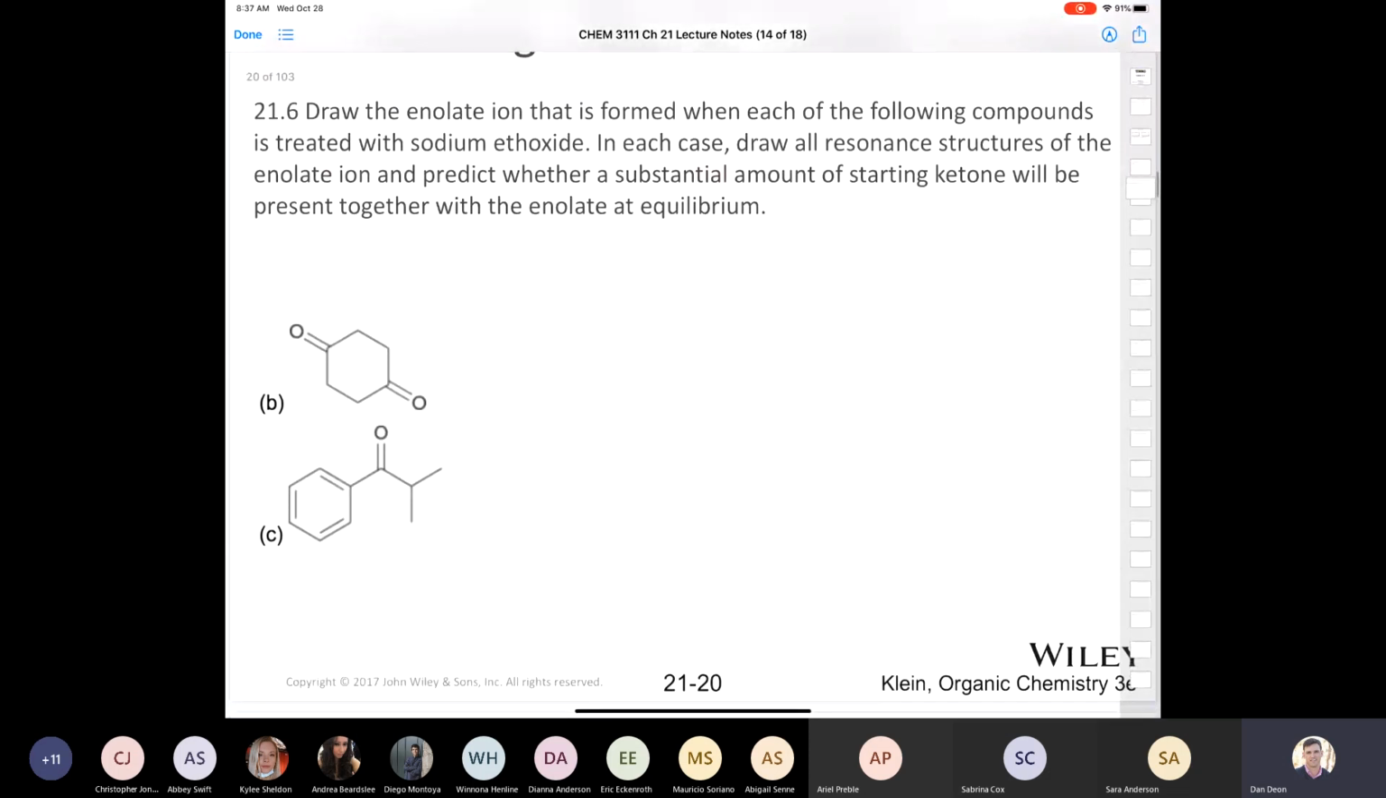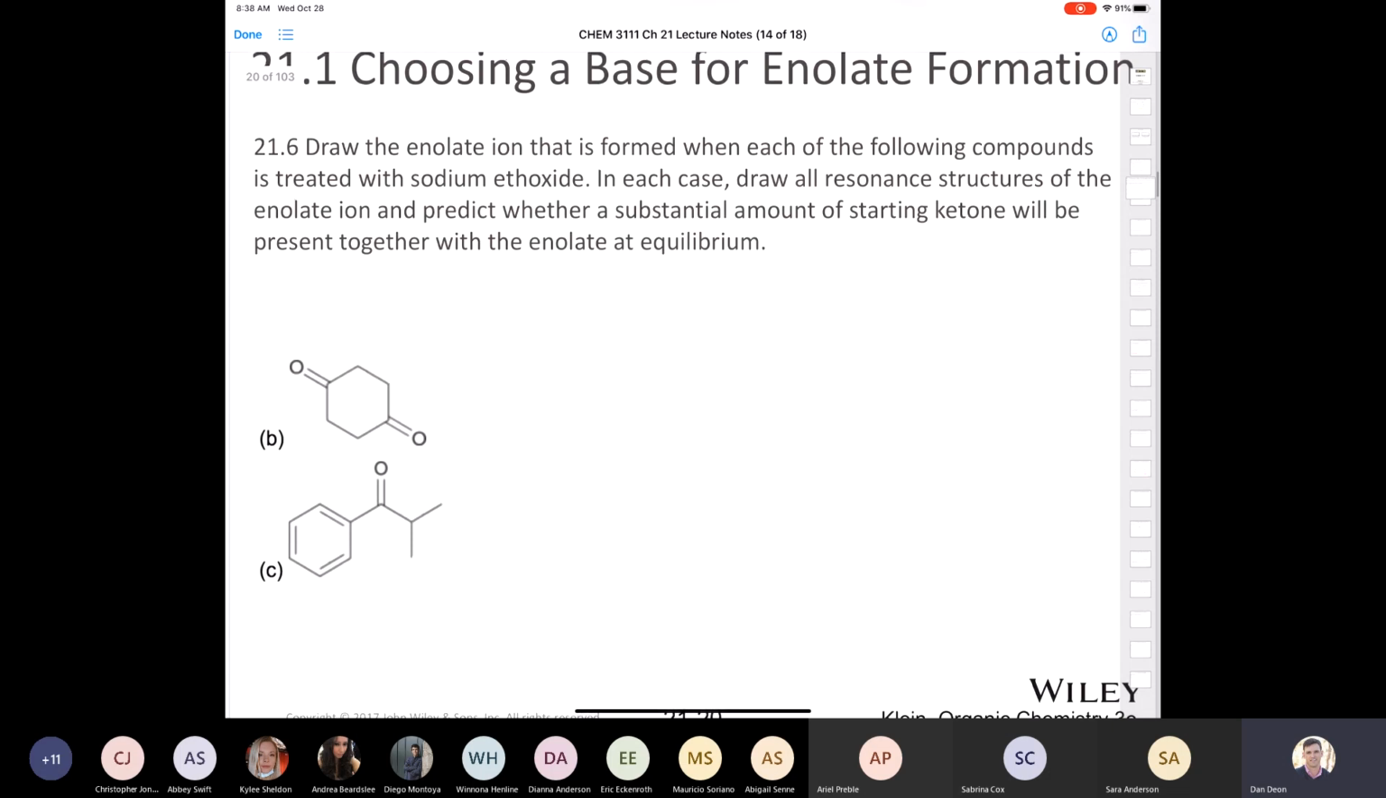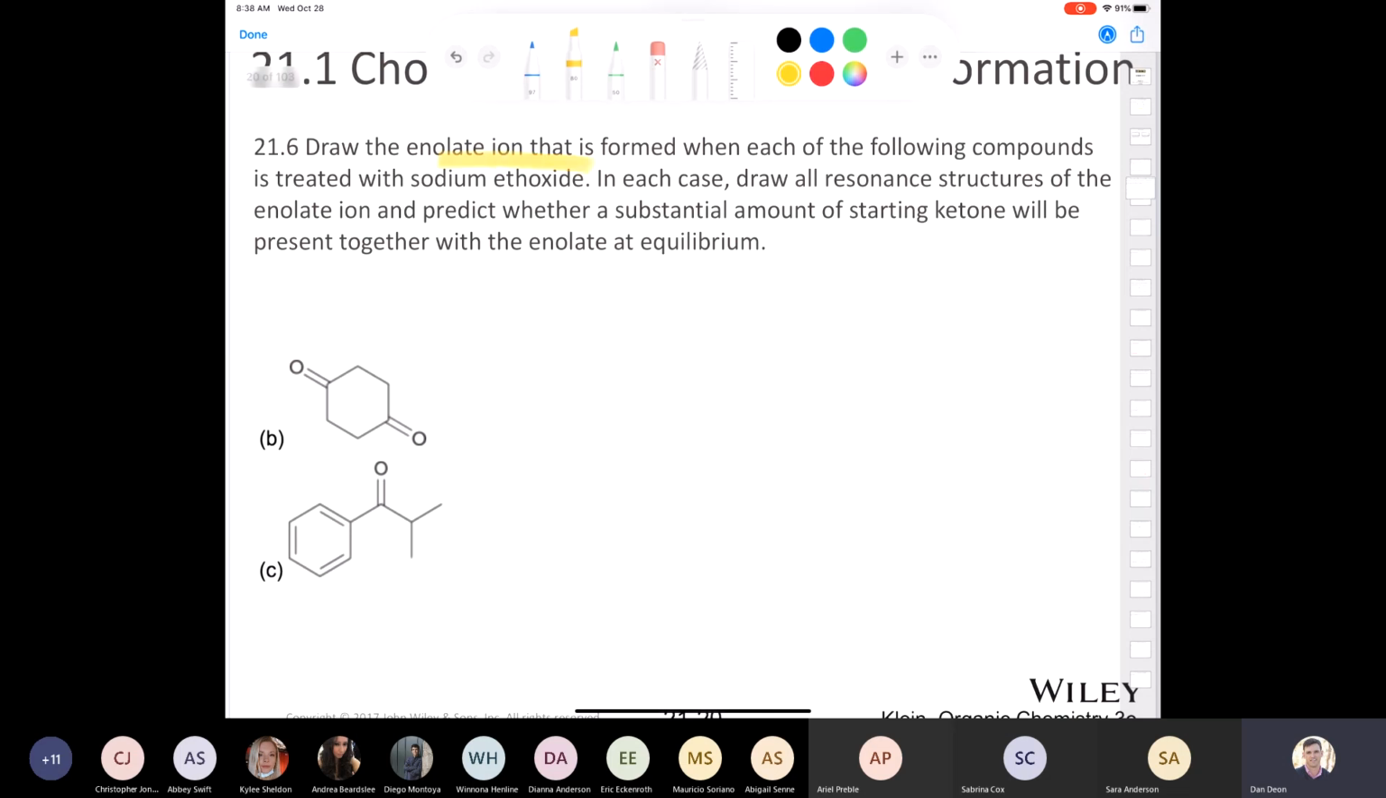Anyhow, let's try a question. This is question 21.6 from our textbook. It's just asking us to draw the enolate ion that's formed when each of the following compounds is treated with our old favorite sodium ethoxide, right? You guys know what sodium ethoxide is. That's NaOEt. In each case, draw all the resonance structures of the enolate ion and predict whether a substantial amount of starting ketone will be present together with the enolate at equilibrium. Jeepers, there's a lot of questions in here.